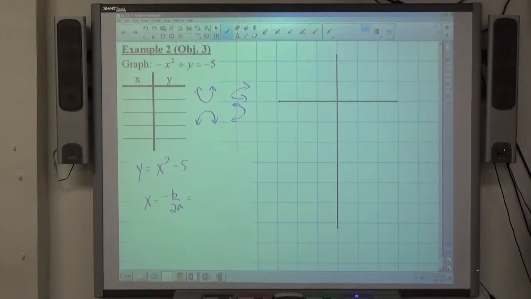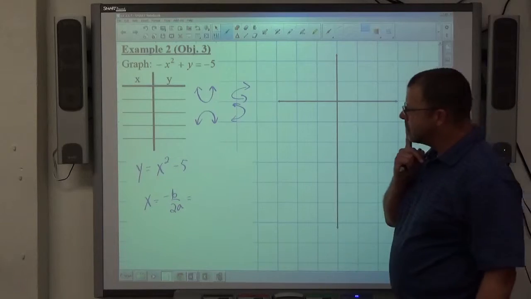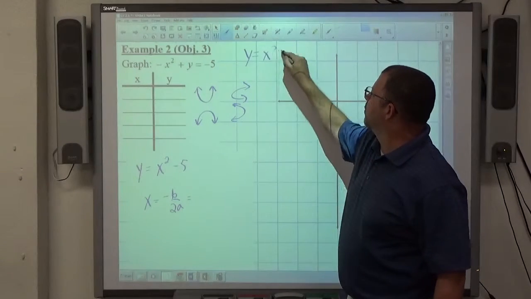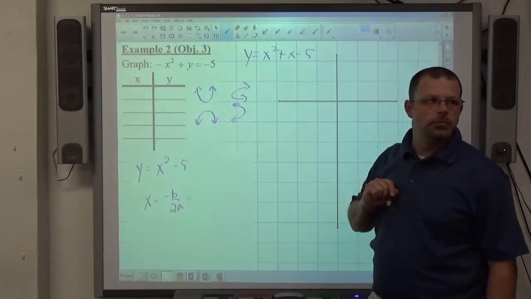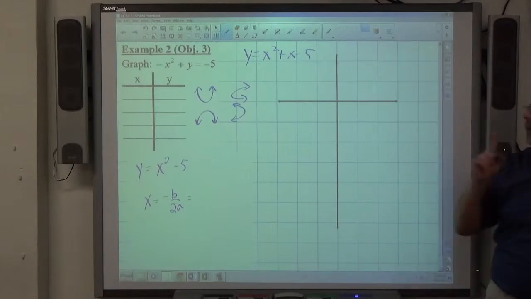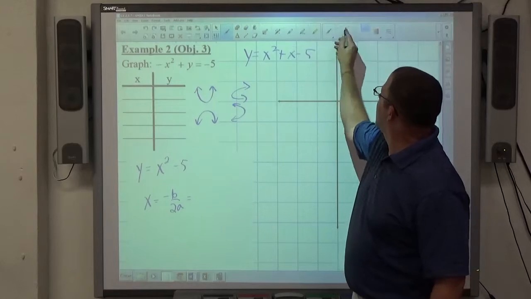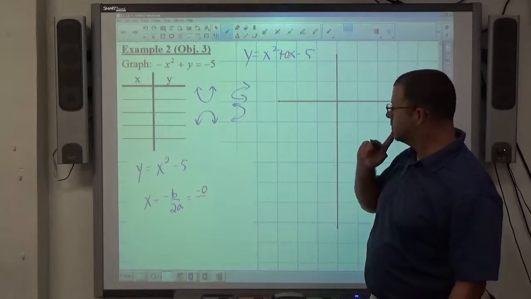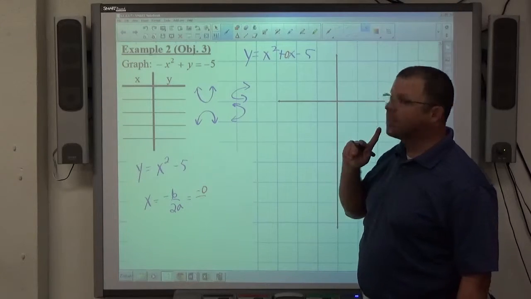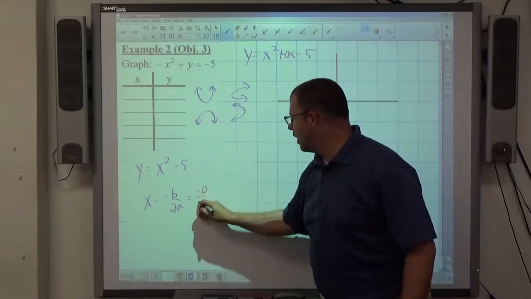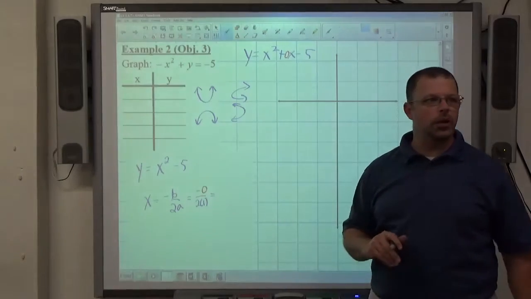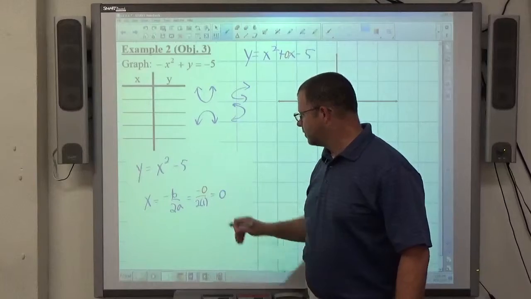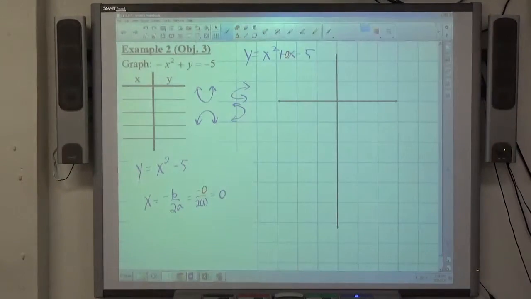Negative b over 2a. What is b in this problem? B is the number in front of x to the first power. If it was y equals x squared plus x minus 5, then b would equal 1. What does it equal in this one? 0. There is no x term, right? So there's officially a 0x, which means b is equal to 0 in this problem. What does a equal? A is the number in front of x squared, 1. So 2 times 1. What's negative 0 over 2 times 1 equal? 0, right? So that's the magic number in this problem, 0.